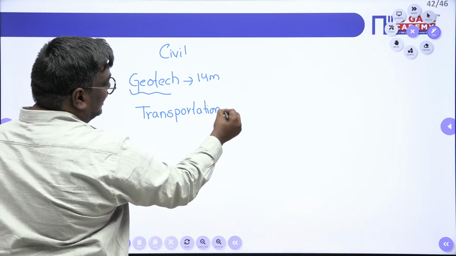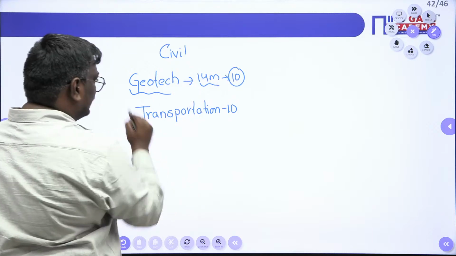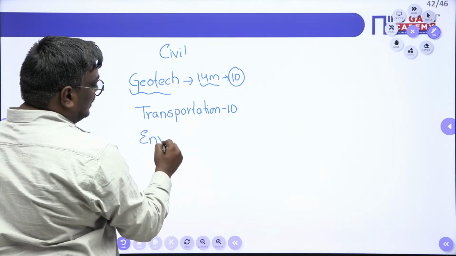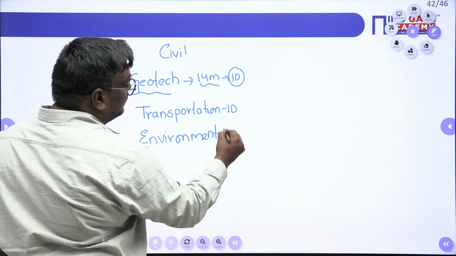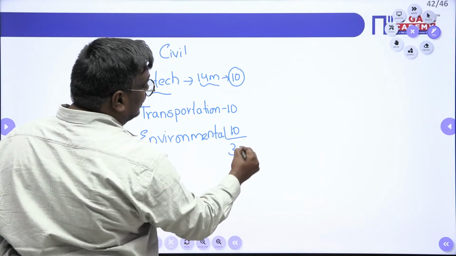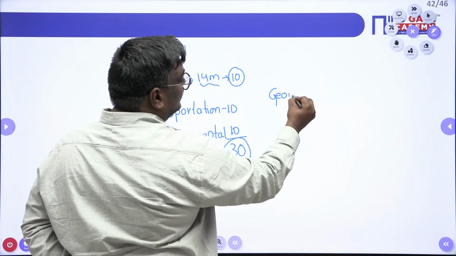Transportation, you will get around 10 marks. And this one will also sometimes be 10 marks. Geotech, transportation, environmental. Environmental will also be 10 marks questions. So almost 30 marks will be coming from these topics. In addition to this 30 marks, you read geomatics, which is a very simple question.